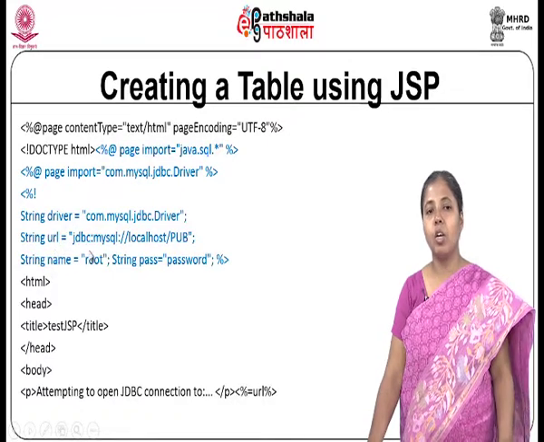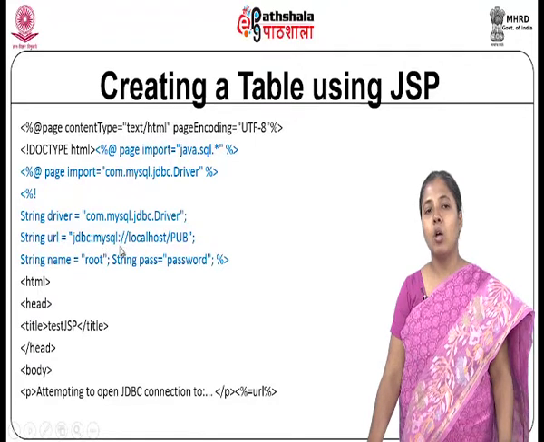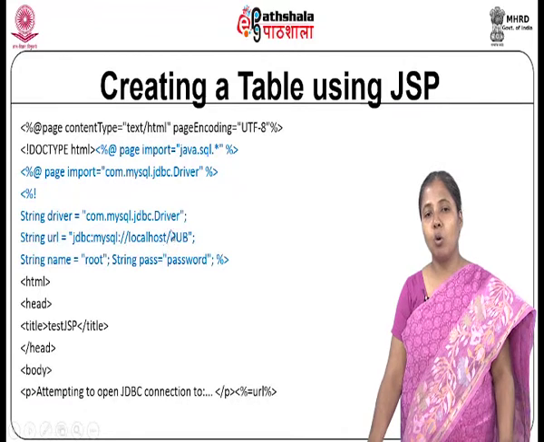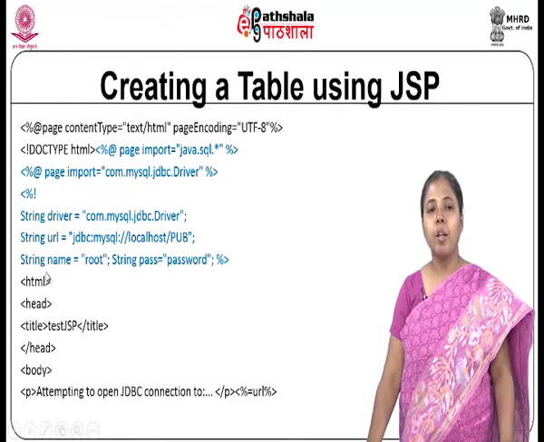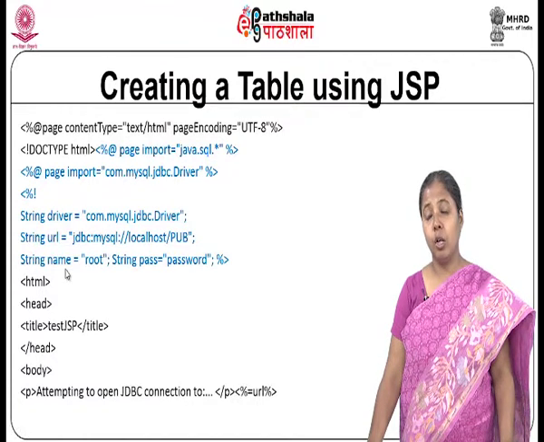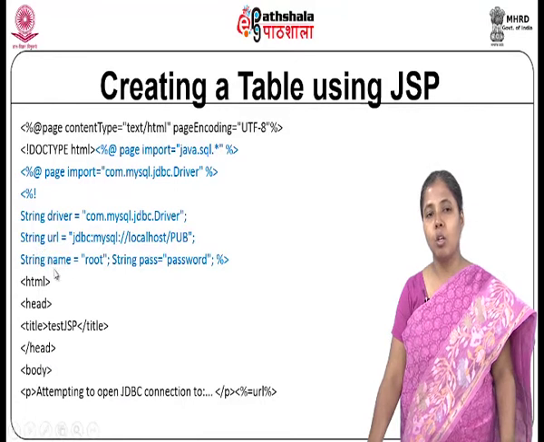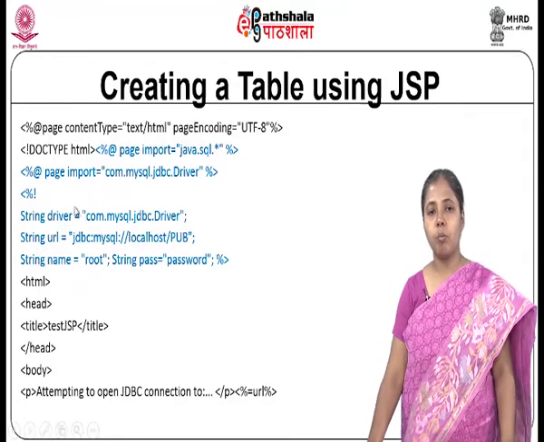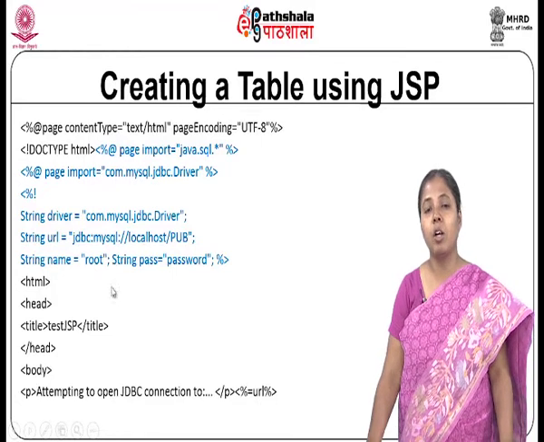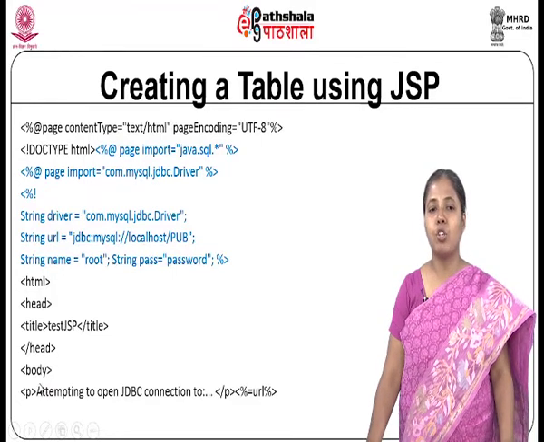The URL of the database you will give as jdbc:mysql://localhost/pub. So, pub is the database name you are creating. So, you declare a string called URL, and then you give the name of the user and the password of the user. The username is given as root and the password is given as password. So, these are the declarations you make, and now you start writing your HTML code.